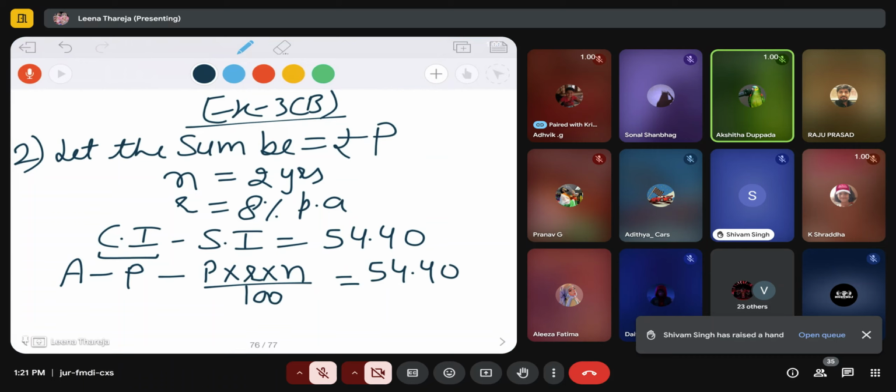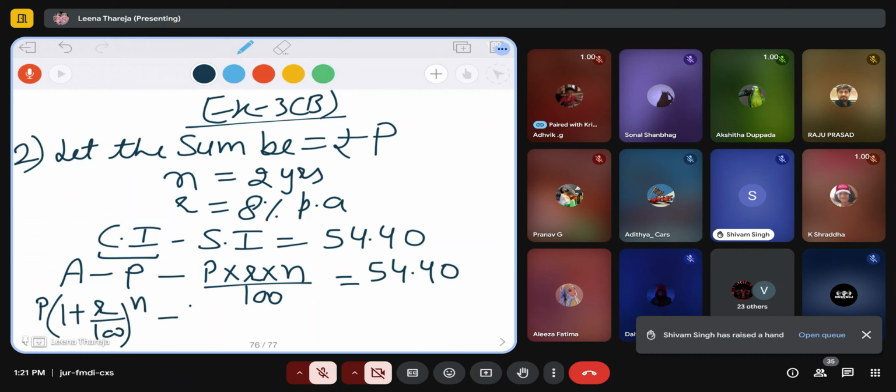Now the amount formula also I know, that it will be P into (1 plus R by 100) raised to power N, and minus P as it is, and this last one as it is. Any doubt till here?